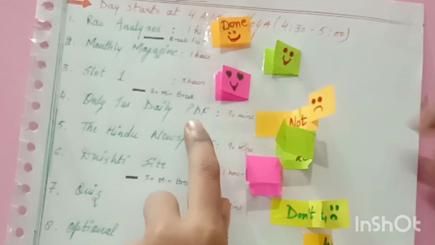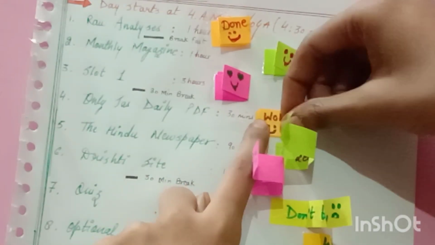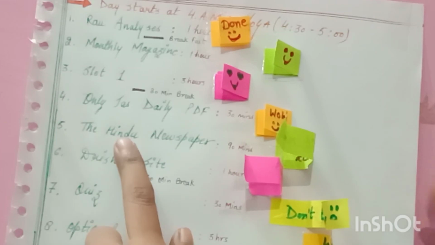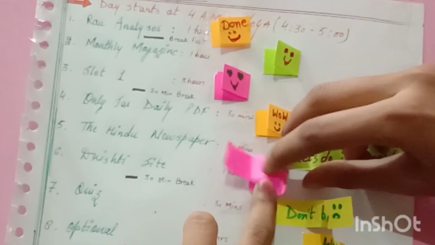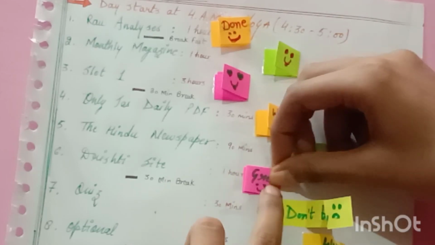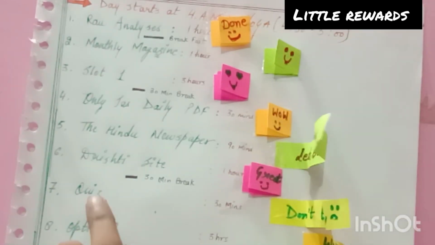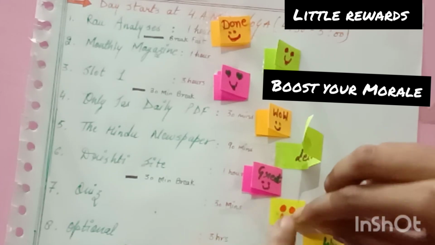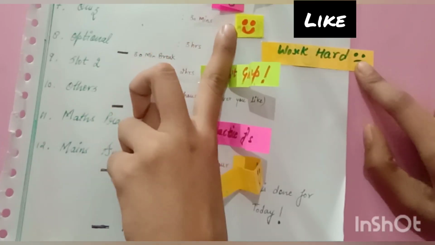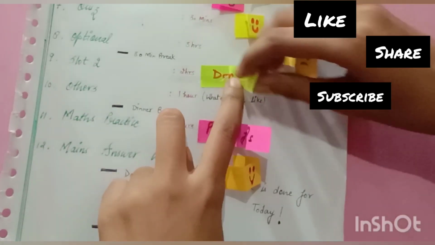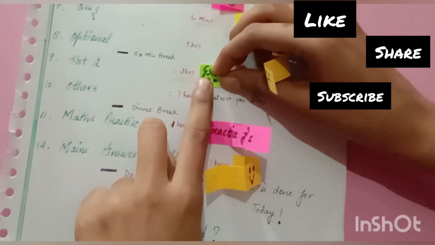I did that. Hindu newspaper, no, it's still left. So I'll do that. And Drishti site, I did that. I attempted the quiz. Good. Optional is left. Work hard, yes, I know. Slot 2, I did that. I read Jainism and Buddhism in that slot.